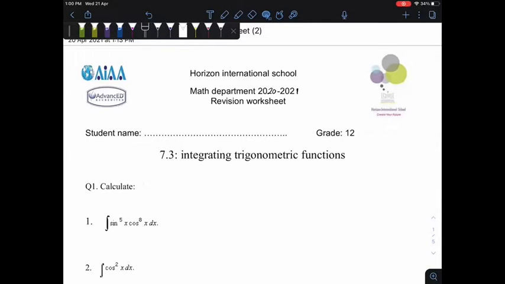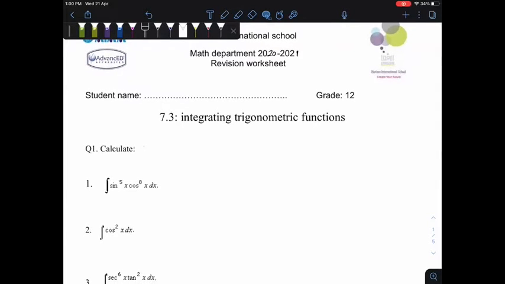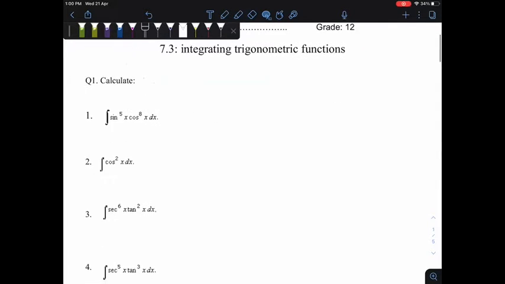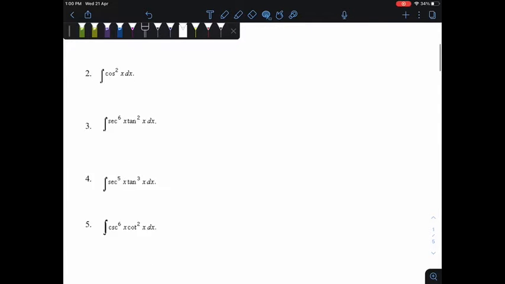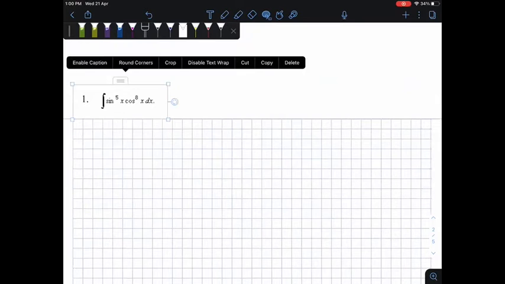7.3, integrating trigonometric functions. Yeah, you know this lesson, it's very, very important with the products of sine and cosine. Let's take the first example, how to find the integral of sine to the power of 5 x times cosine to the power of 8 x dx. Let's copy it here.